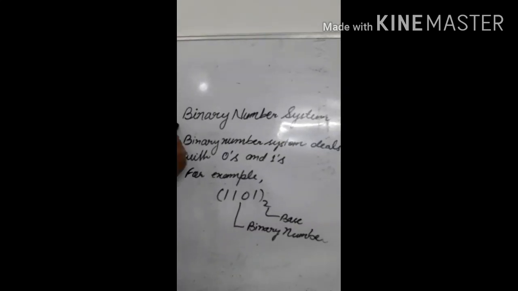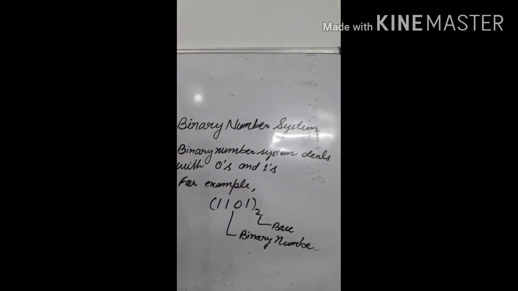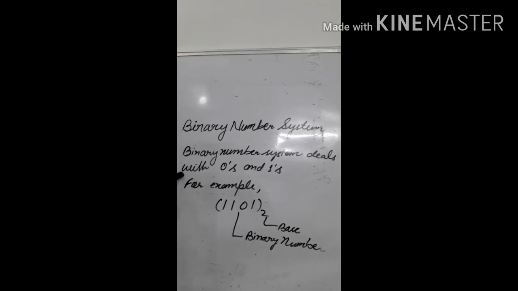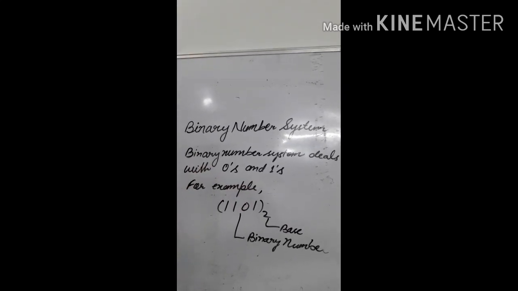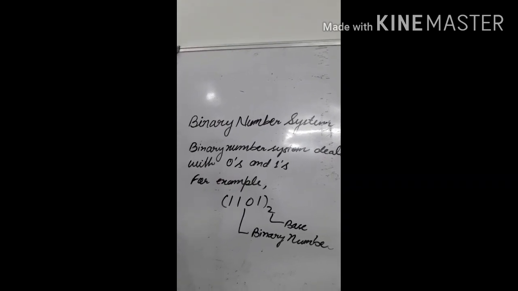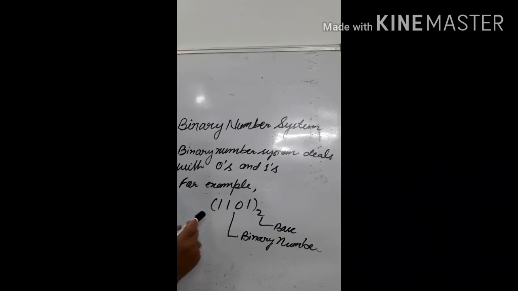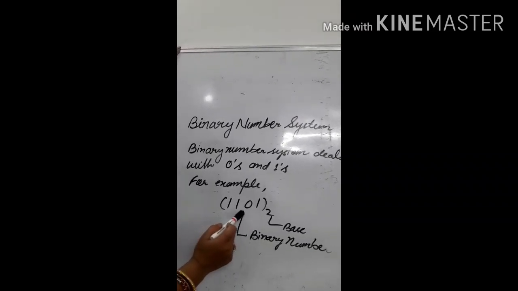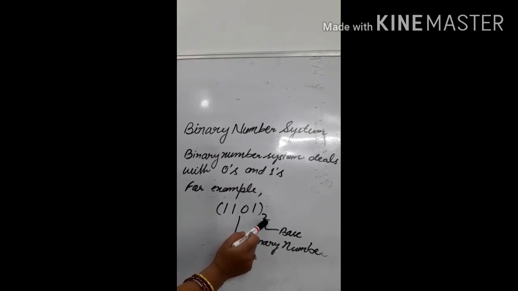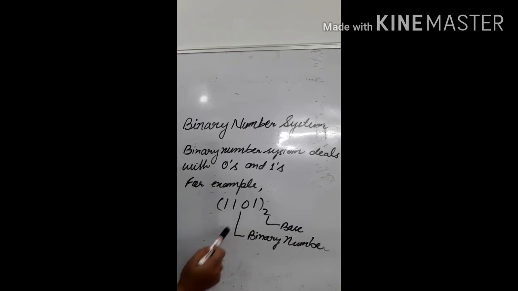Now next is binary number system. Binary number system deals with zeros and ones. So all binary numbers are made up of only zeros and ones, where 2 is the base of binary system. For example, 1101 base 2. Here this is the base and this is called binary number.